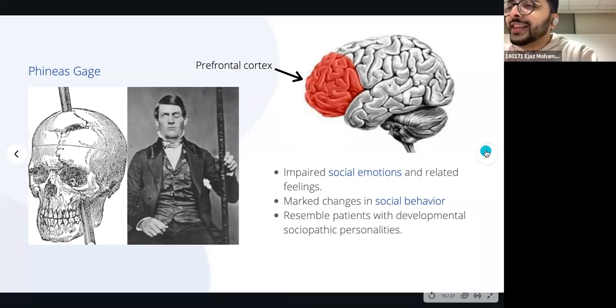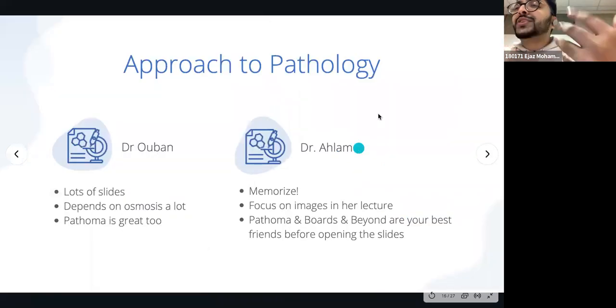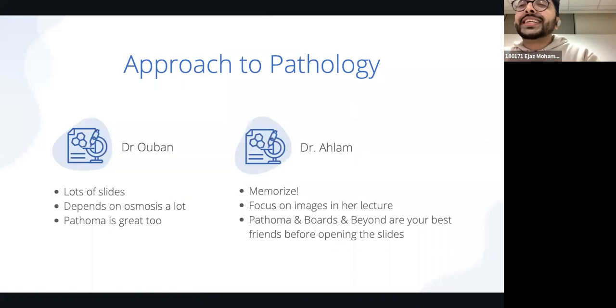All right. This is just to break into this interesting approach to neurology. Why is it so interesting? Okay. So approach to pathology. You guys have two lecturers in patho, Dr. Uban and Dr. Ahlam. You guys are very familiar with Uban.